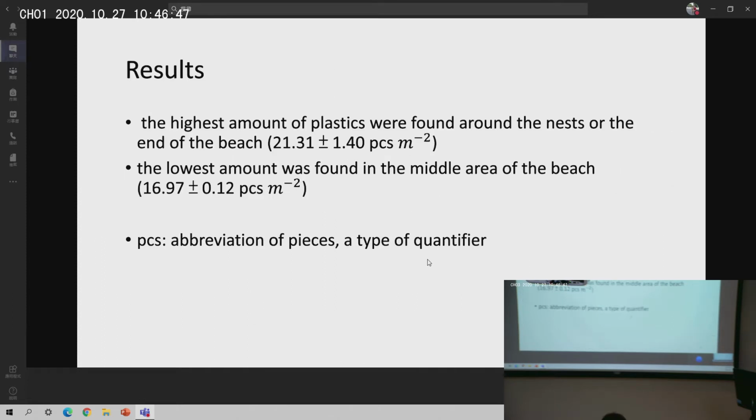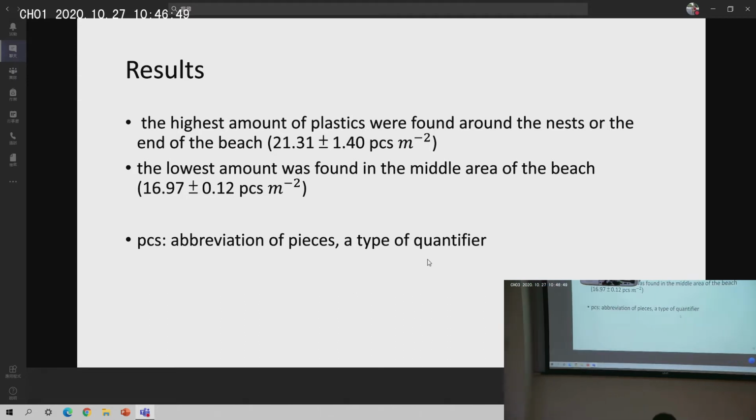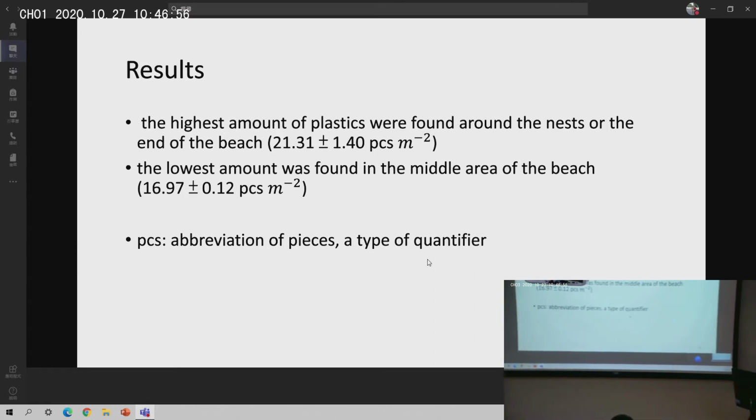And the result is the highest amount of plastic was found around the nest or the end of the beach, and the next point is the lowest amount was found in the middle area of the beach. And this PCS is the abbreviation of piece, a type of quantifier.